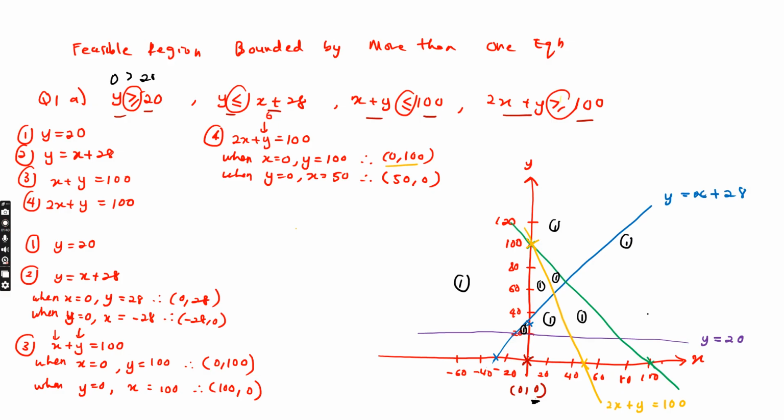Okay, now the next one, what I will do is test 0, 0 with the equation y less than or equal to x plus 28. So y is 0, and x is 0 plus 28, you're going to get 28. So 0 is less than 28. True or false? True, right? Since this is true, you must shade the area for the inequality y less than or equal to x plus 28, the blue color one.